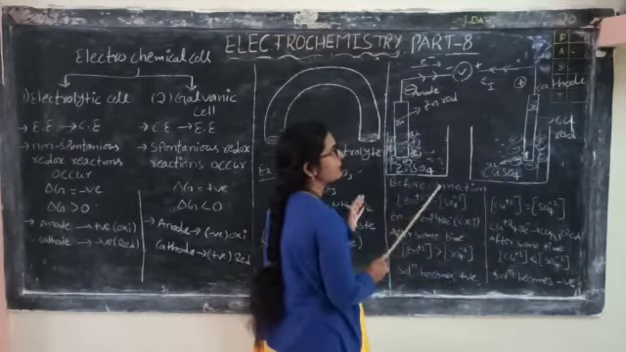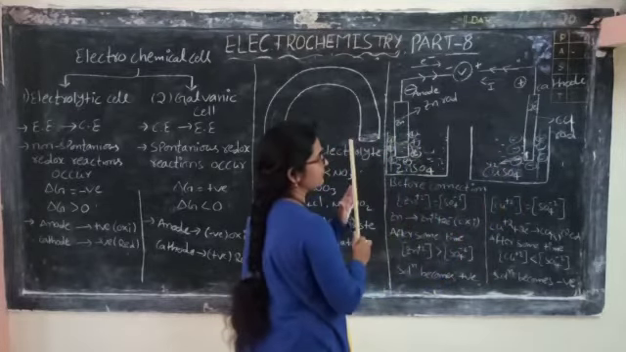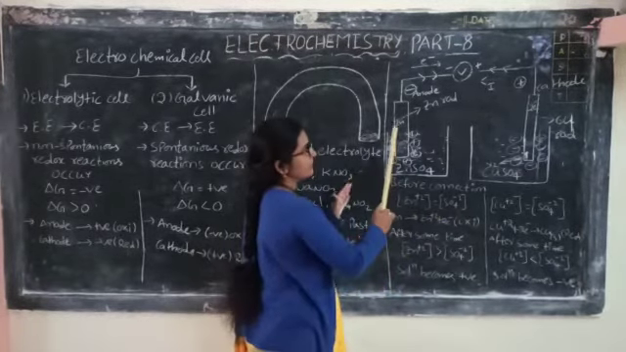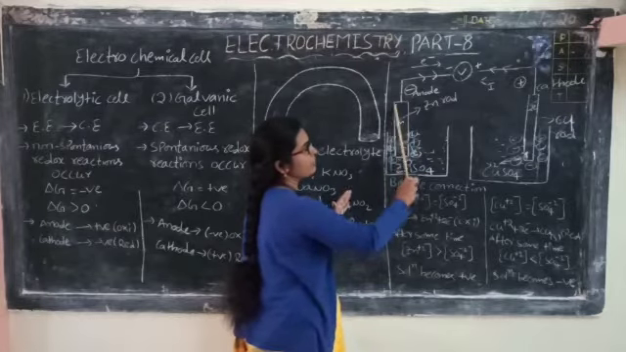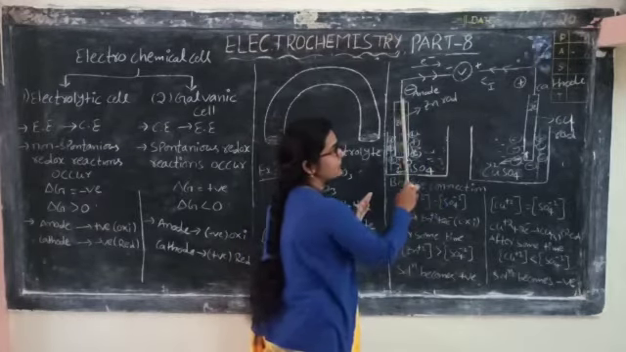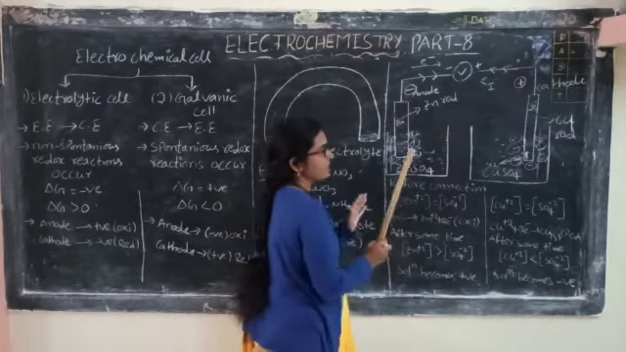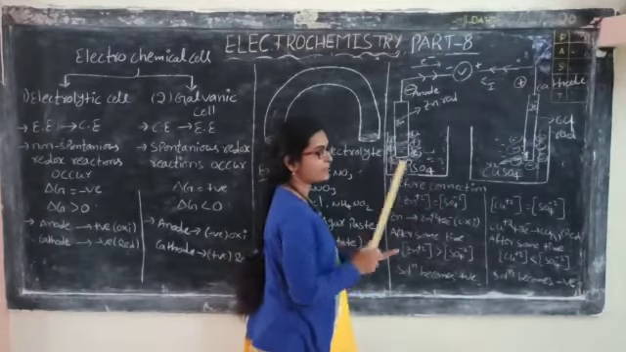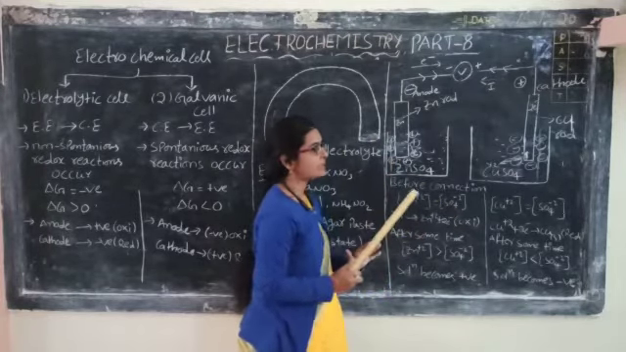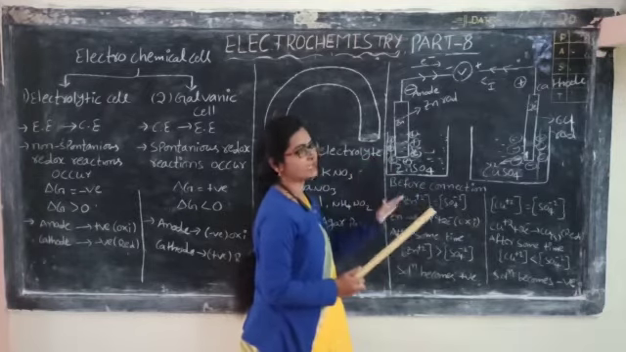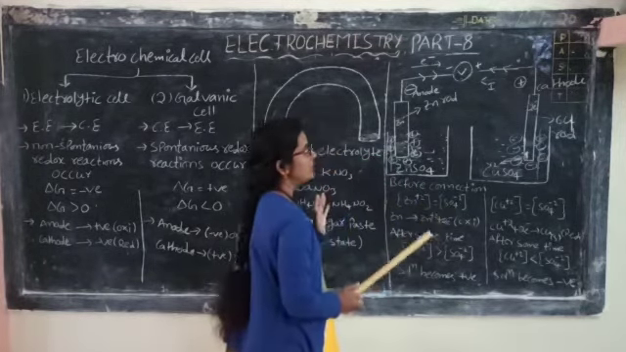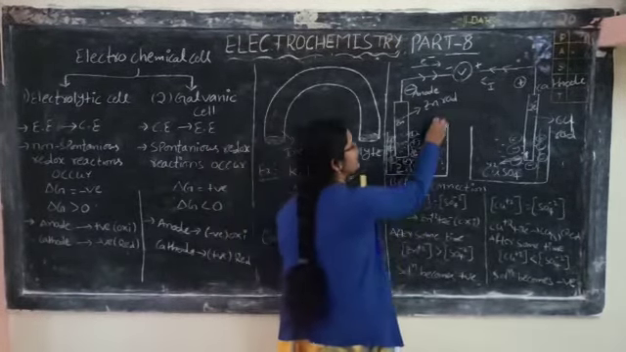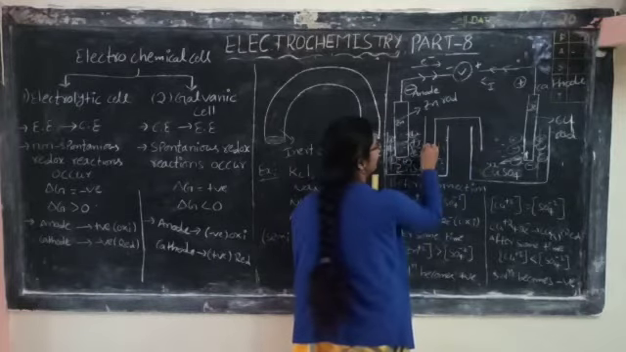So finally, what happens? The complete cell stops because no transfer of electrons takes place between the 2 half cells, meaning the cell becomes neutral. That means the cell reaction is completed, and the cell stops working. So to overcome this problem, we connect the salt bridge. This way we connect the salt bridge.